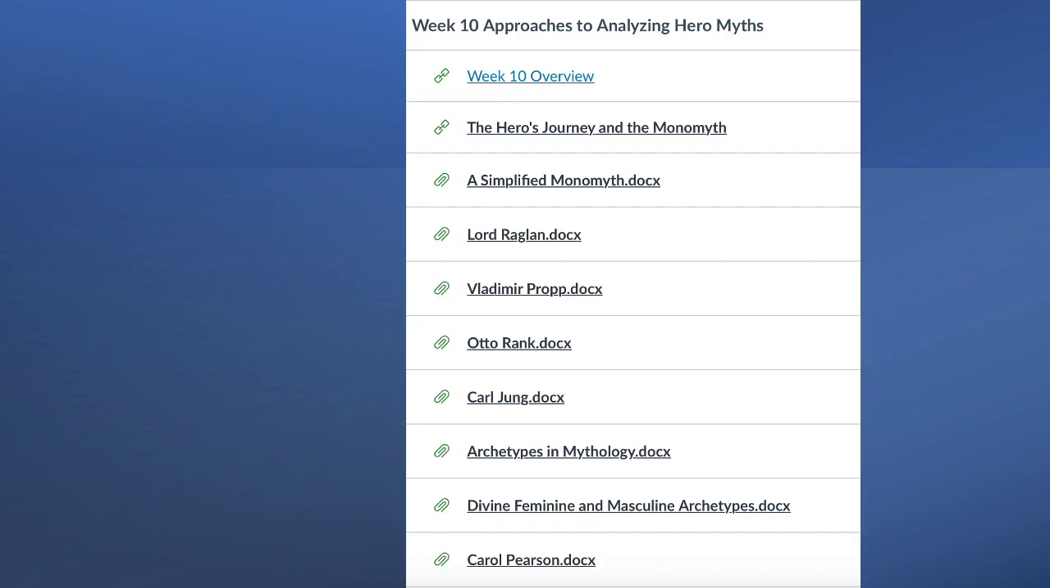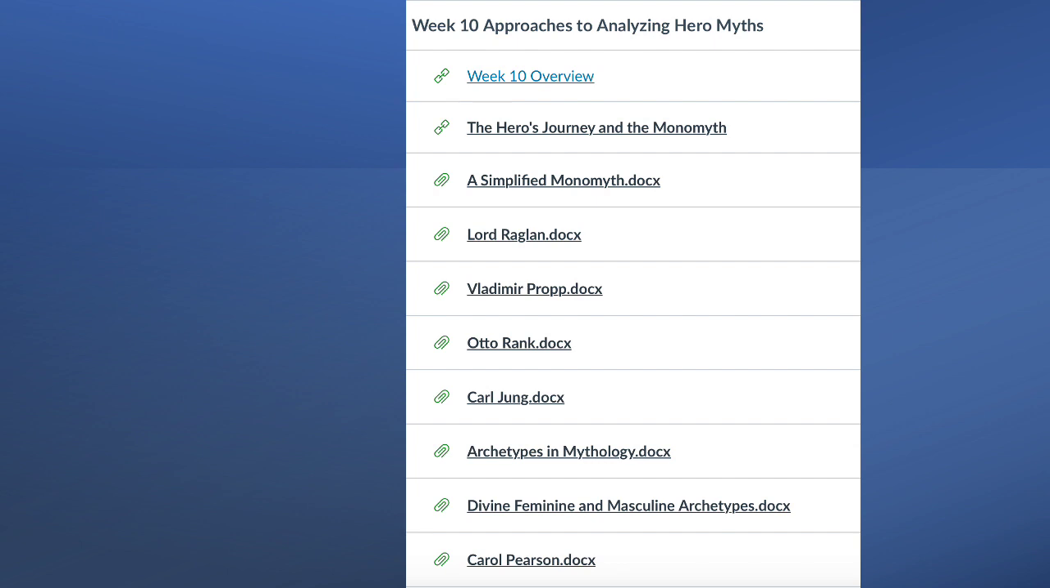Here is your reading for this week, and I know that looks like a long, long list. But let me reassure you, first of all, these are all fairly short readings. The first one there, The Hero's Journey in the Monomyth, is a video. These are important readings because they give some context for what different scholars and theorists throughout history have said about the prevalence of the hero in mythology.